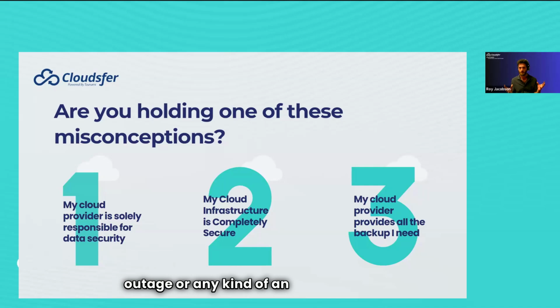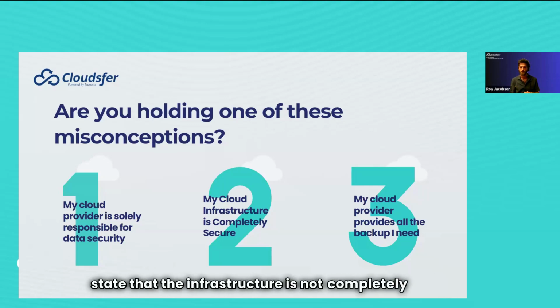The second misconception is that the cloud infrastructure is completely secure. And this is something that also needs to be talked about here in this webinar, because we are talking about the cloud infrastructure. They do promise 99.999% uptime, but we've seen, and shared with everybody that we know, that there are some news outlets out there that state that the infrastructure is not completely secure.